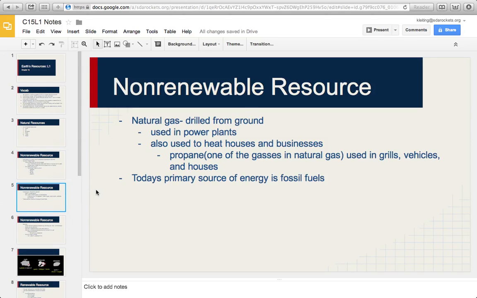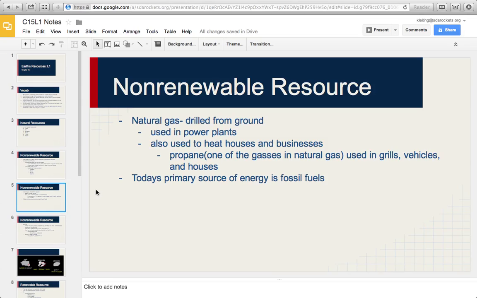Natural resources, or excuse me, natural gas is also drilled from the ground. A lot of times we'll get natural gas and oil at the same time. It's used in power plants in the same process that coal is used. It's used to heat water to turn a turbine. It's also used to heat houses and businesses. Propane is one of the gases in natural gas. So propane is just one compound. Natural gas is a mixture of a lot of different gases. So propane is used in grills and can be used in vehicles.